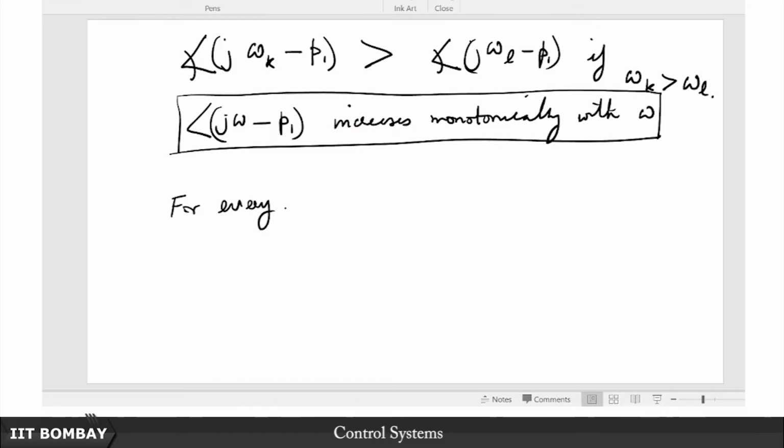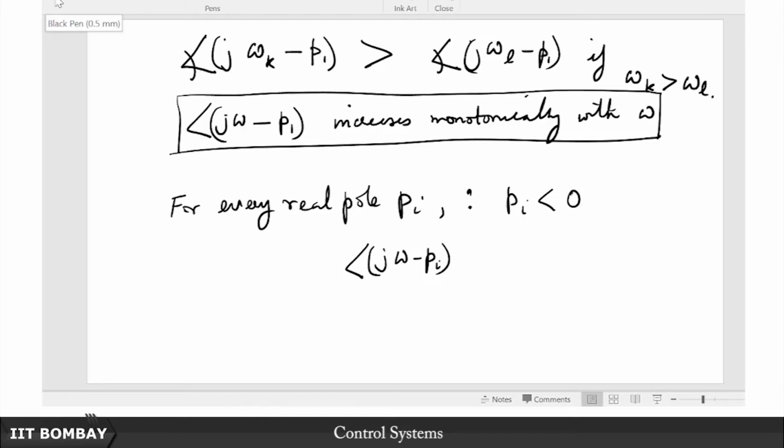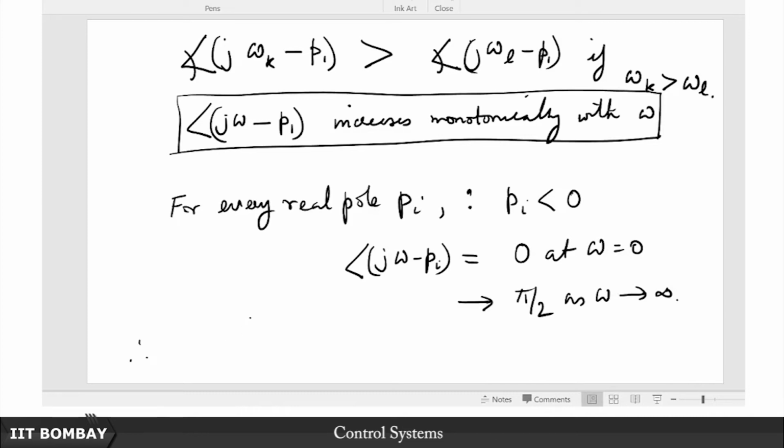Notice that for every real pole pi such that pi is negative, so this is the pole, for every pole on the open left half plane, the phase of j omega minus pi is equal to 0 at omega equal to 0 and tends to pi by 2 as omega tends to infinity. So if I am using this notation, the delta theta, the sum total of the theta as omega goes from 0 to infinity, is going to be pi by 2. So this is the theta for pi.